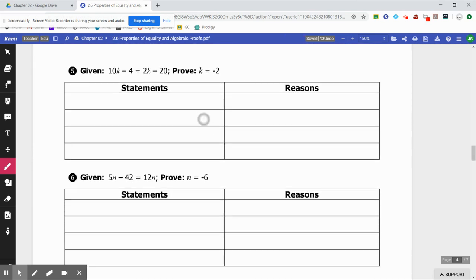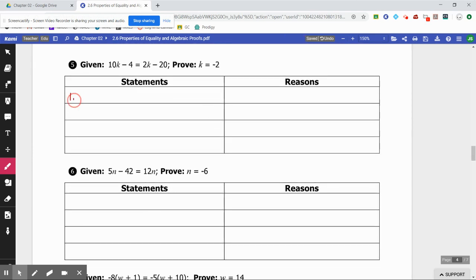The next one, you're given that 10k minus 4 is equal to 2k minus 20. And that is, again, what you are given. We're trying to prove that k is negative 2. Step number 2, let's combine our k's.